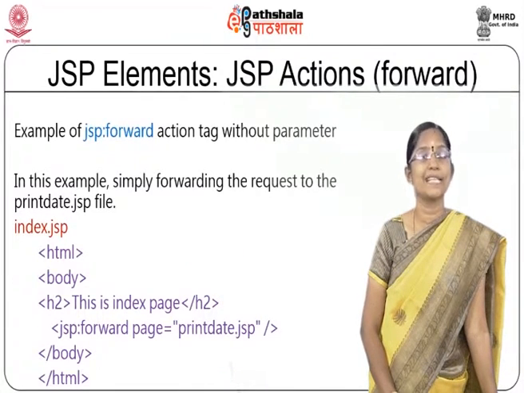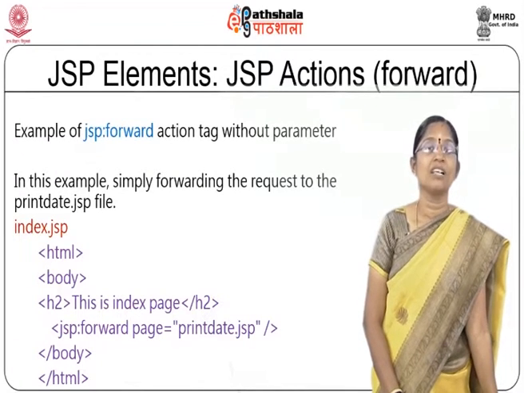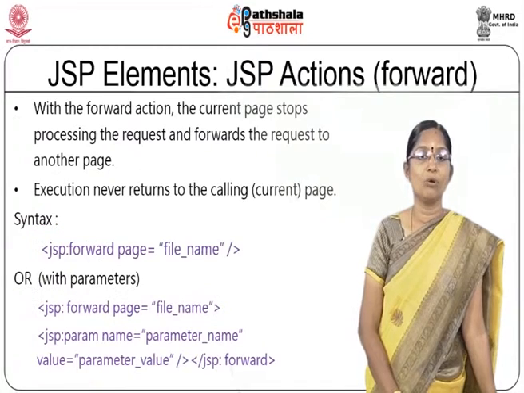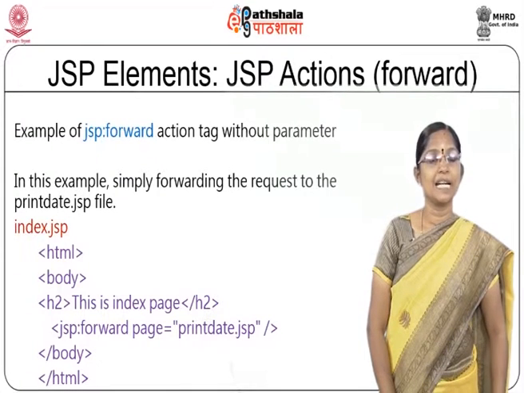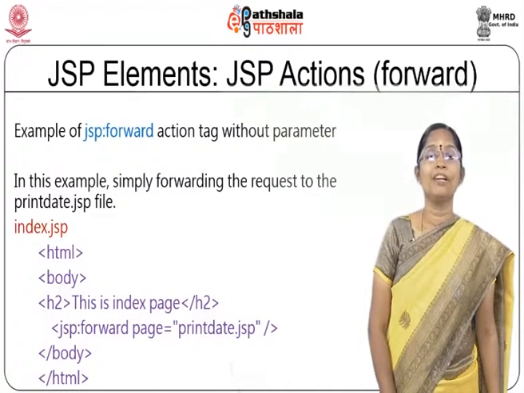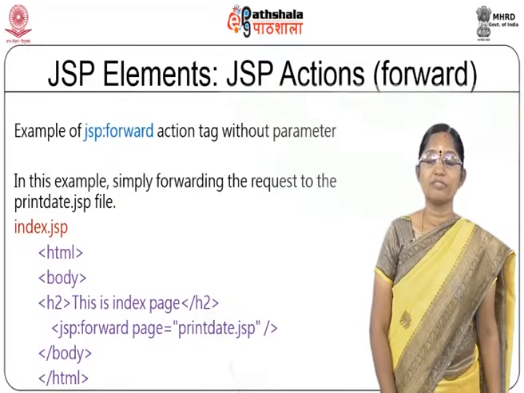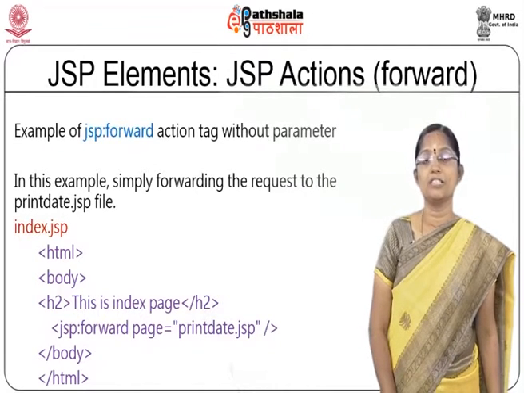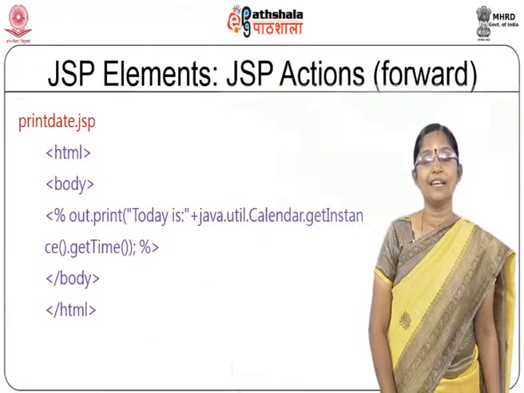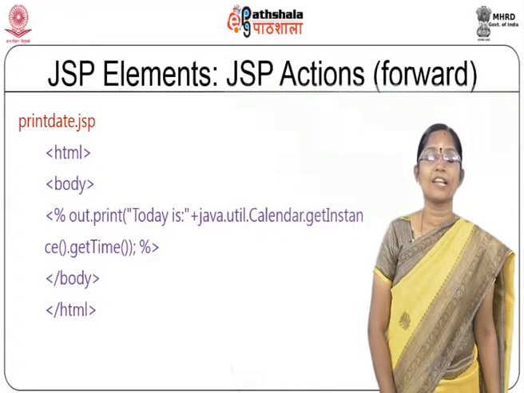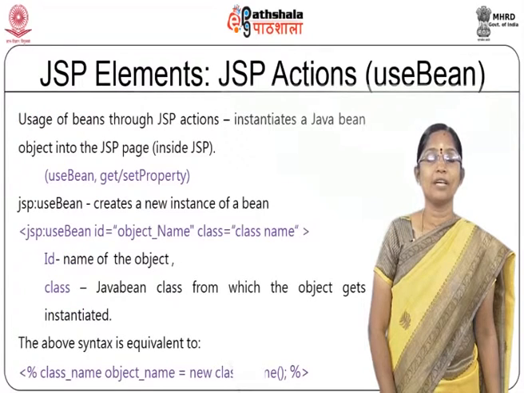Okay. Now let us look at one example for this jsp:forward action tag. This is without a parameter. What we have seen earlier is with a parameter, this is without a parameter. So here you can see that within the headings, jsp:forward page is equal to printdate.jsp. During the execution of this current page, once it comes across the forward page, automatically the control goes to printdate.jsp. It never comes to the original page again. Once it goes to printdate.jsp, an instance of java.util.Calendar of the current date is taken, from that the current time is grabbed, and that is printed or executed as a scriptlet. Okay, so this will happen in a forward tag.